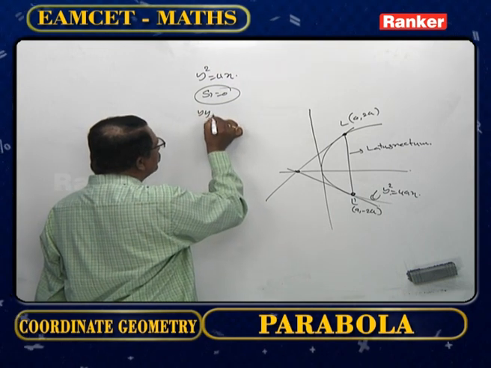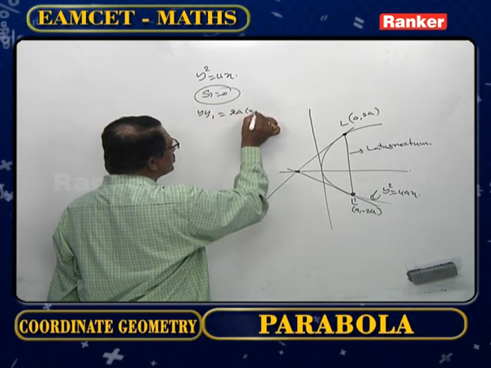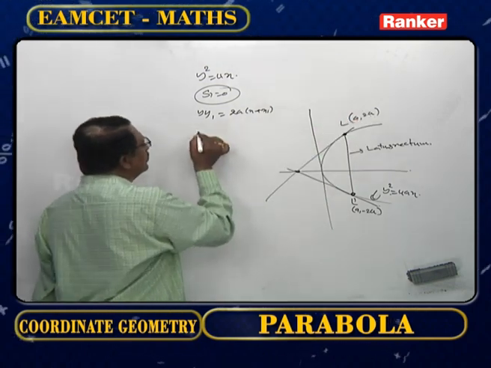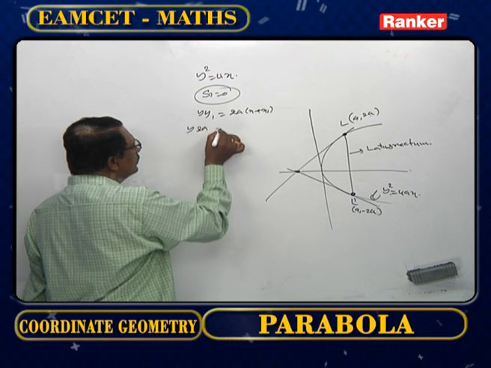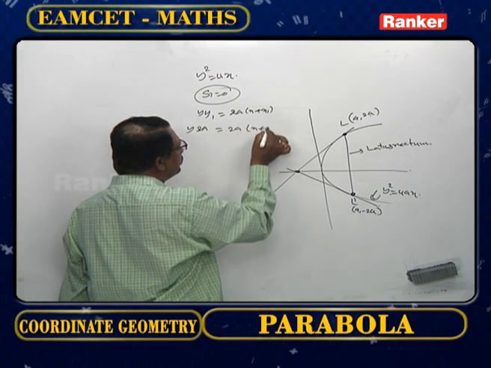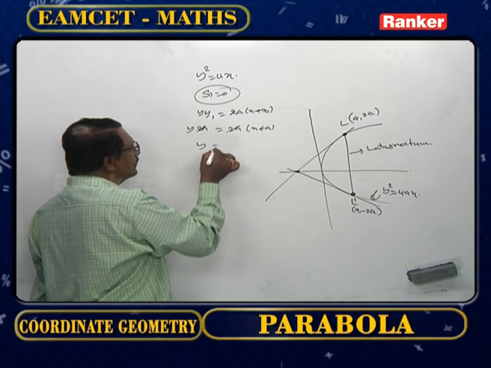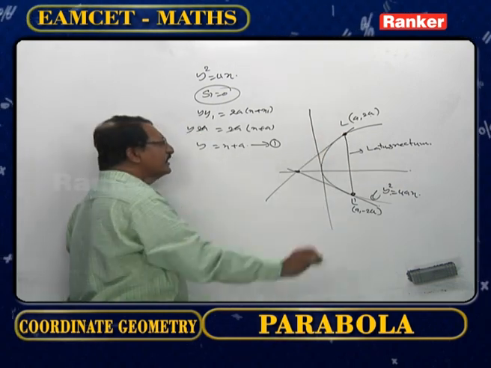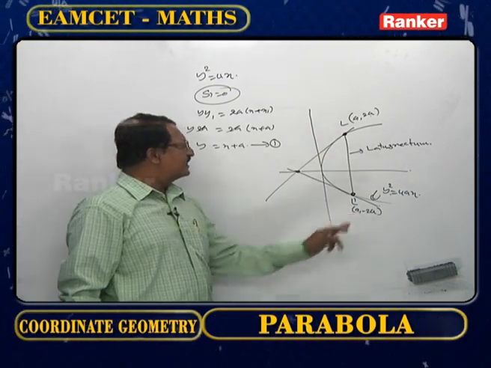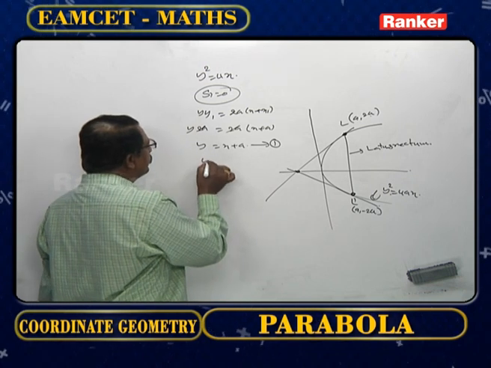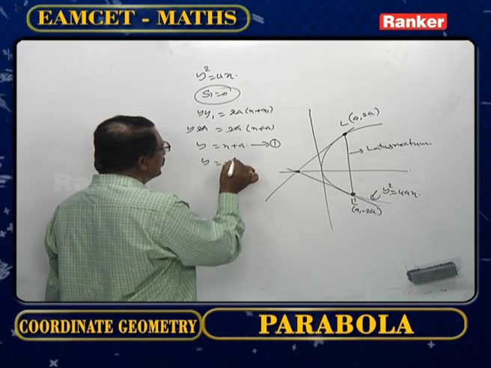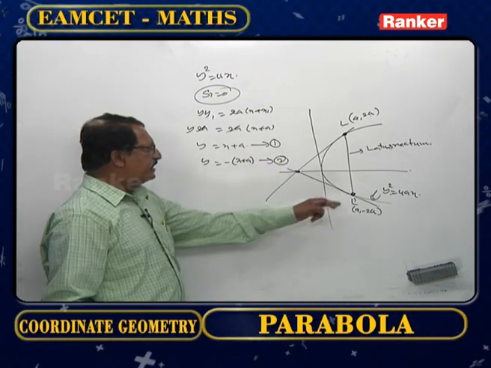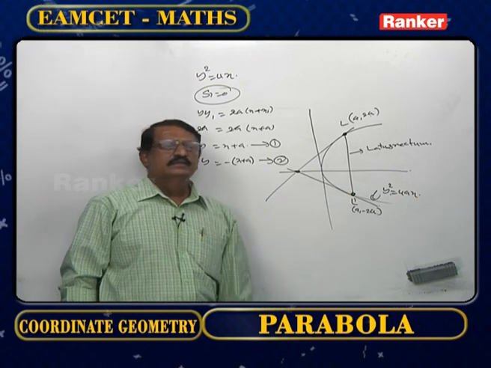Now, y·y1 = 2a(x + x1). Here (x1, y1) is nothing but (a, 2a). Now, y·2a = 2a(x + a). The 2a cancels, so y = x + a. It is the equation of one tangent at one end of the latus rectum. Similarly, at the end of the second latus rectum, it is y = -(x + a). It is the second tangent at the other end of the latus rectum.